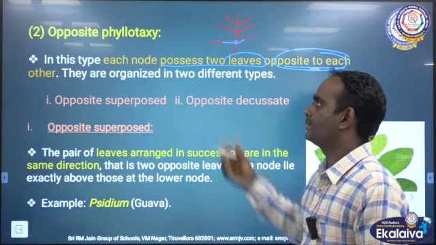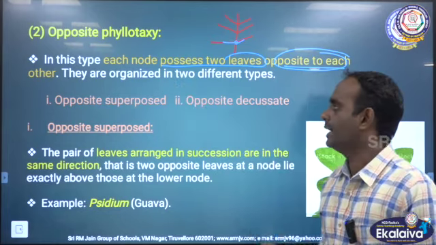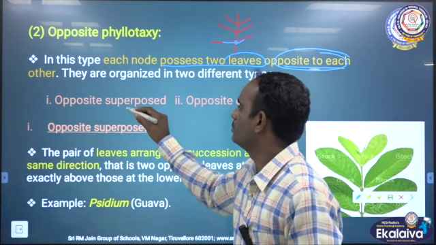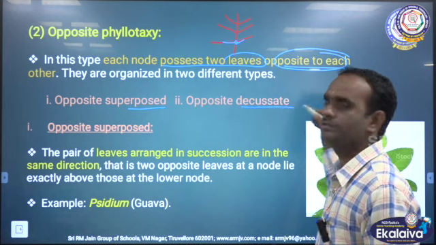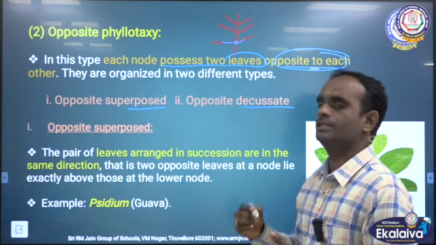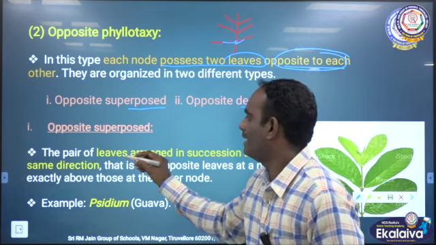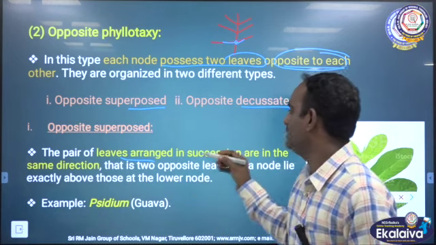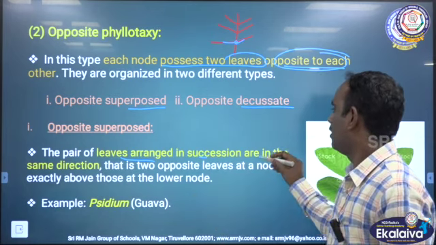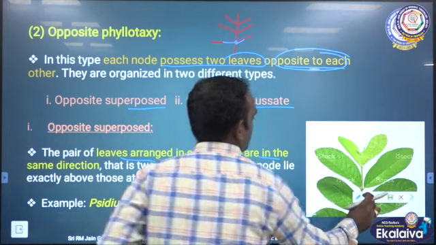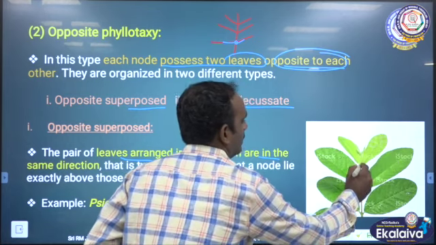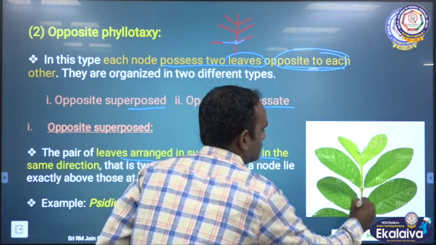They are of two types. Opposite phyllotaxy is of two types. One is opposite superposed and another one is opposite decussate. First one is opposite superposed. A pair of leaves arranged in succession or in the same direction. See here. See the picture here. This is the stem.